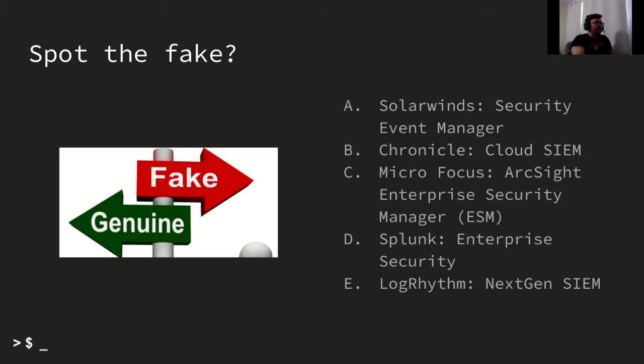All right, so we got a good response here. It looks like everyone voted their own different ways. The fake one really is Chronicle, the cloud SIEM. Chronicle was a former Google X department that officially became part of Google Cloud, so that actual tool doesn't exist.